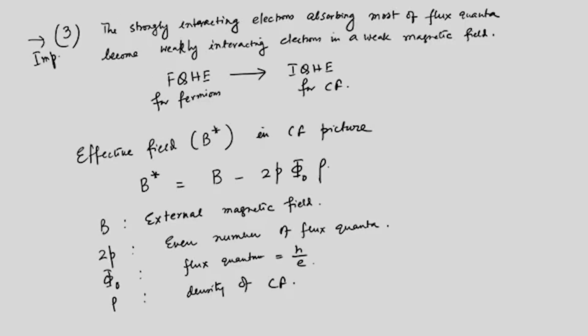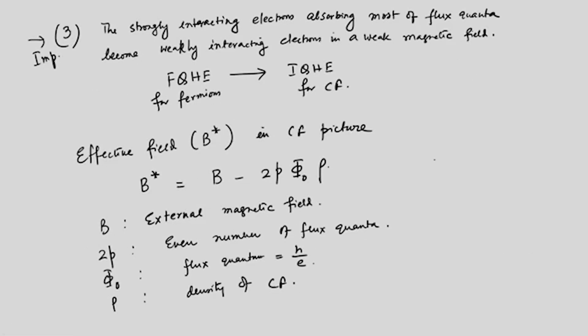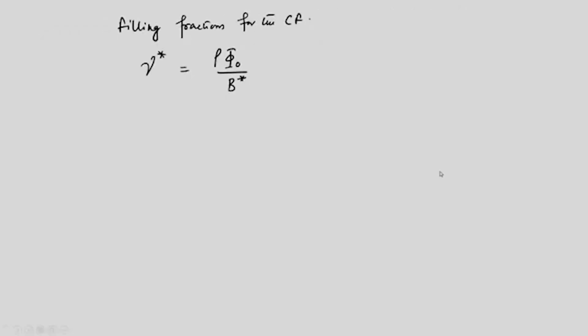So, the filling fraction for the CF, let us call that nu star in keeping with B star, which is equal to rho phi 0 divided by B star. And it is of course understood that B is pointing in the Z direction, so we should also mention that here. So, the external field is in this direction, and let us call this equation 1 and this equation 2.